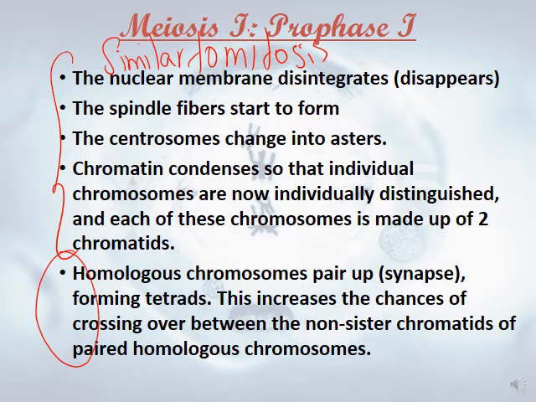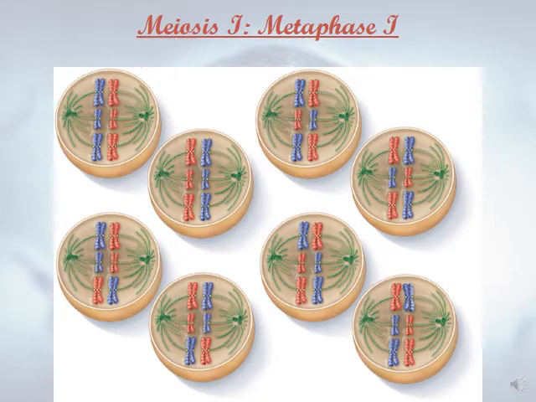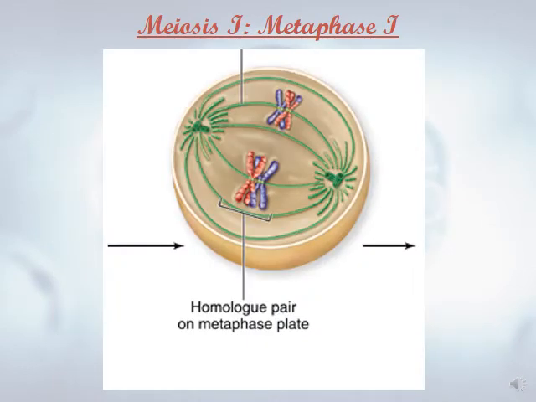Homologous chromosomes pair up and synapse, forming tetrads. They move one over the other. This increases the chance of something called crossing over between the non-sister chromatids of paired homologous chromosomes. So this is the only difference. We have the tetrads. This is the prophase 1 of meiosis 1, the formation of the tetrads.